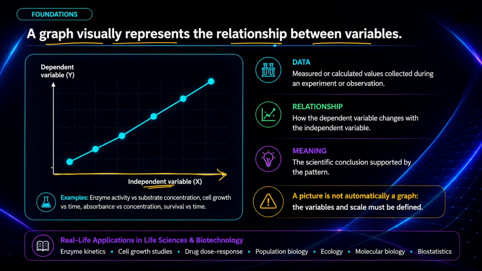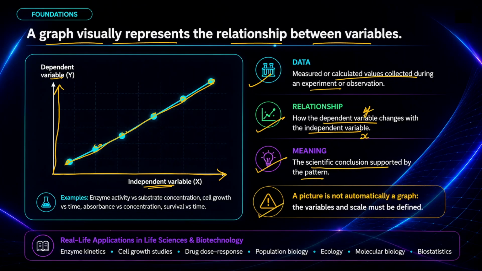The vertical line is called the y-axis, and it usually represents the dependent variable, which is the variable that we measure as a response. Every point on the graph represents one observation or a piece of data collected during the experiment. When these points are connected, they reveal a pattern or trend. Now, a graph gives us three important things. First, it shows the data, which are the values collected during an experiment. Second, it shows the relationship, meaning how the dependent variable, that is y, changes with the independent variable, that is x. Finally, it helps us understand the scientific meaning or conclusion behind the pattern.